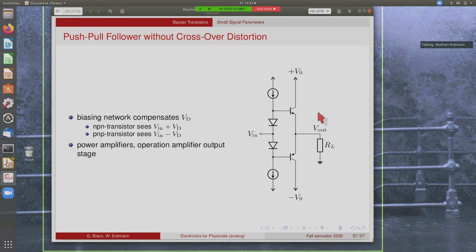And this kind of output is very often used in power amplifiers or operational amplifiers. So we will see that later when we look at an operational amplifier. They sometimes use this as an output stage. So this is it for today.